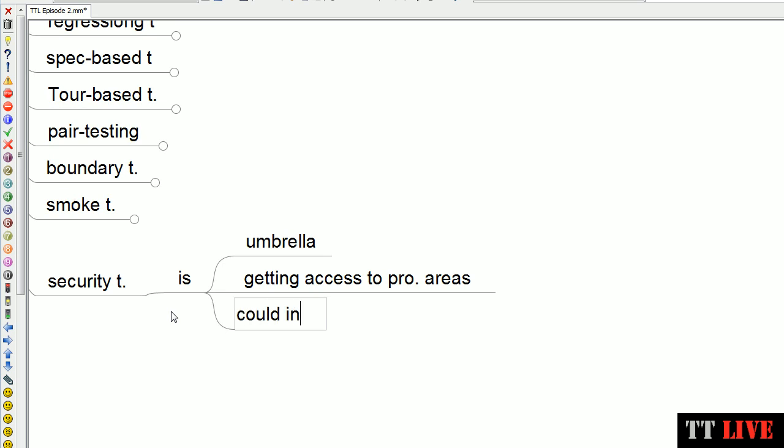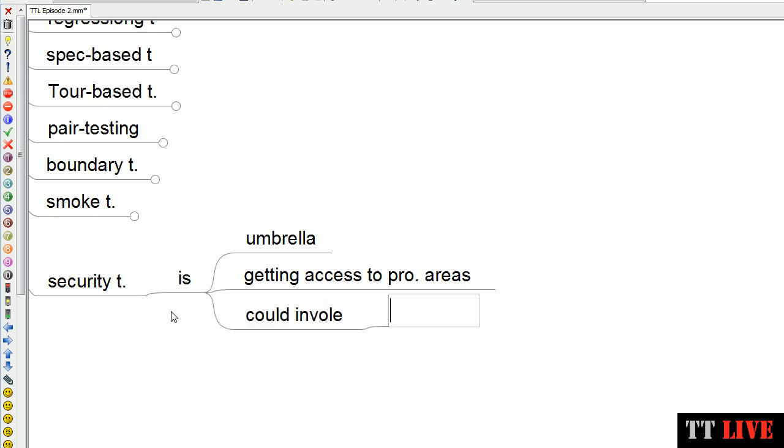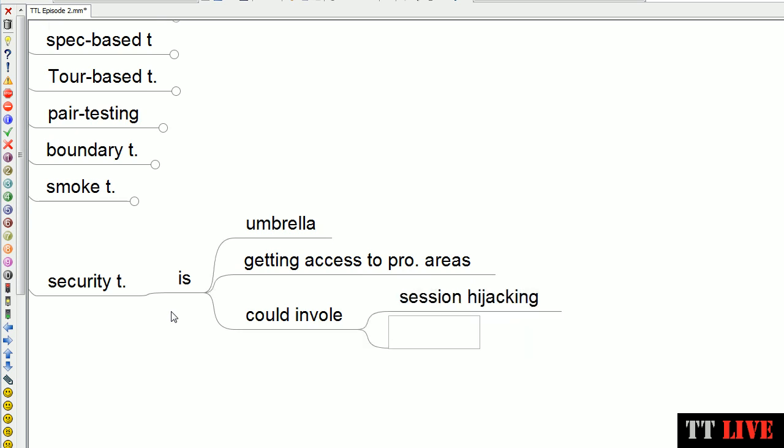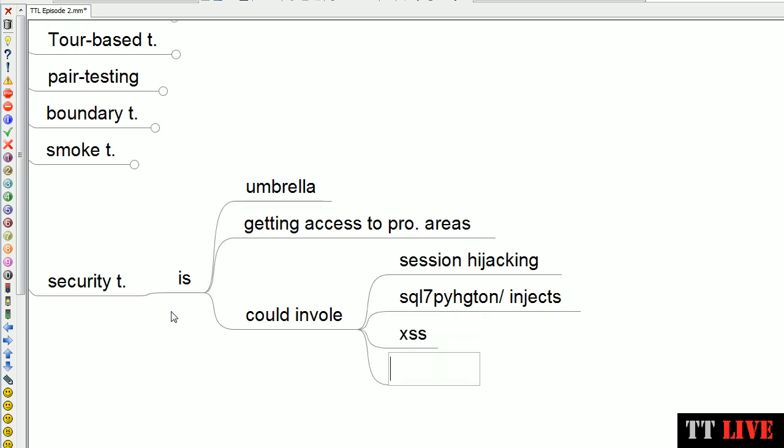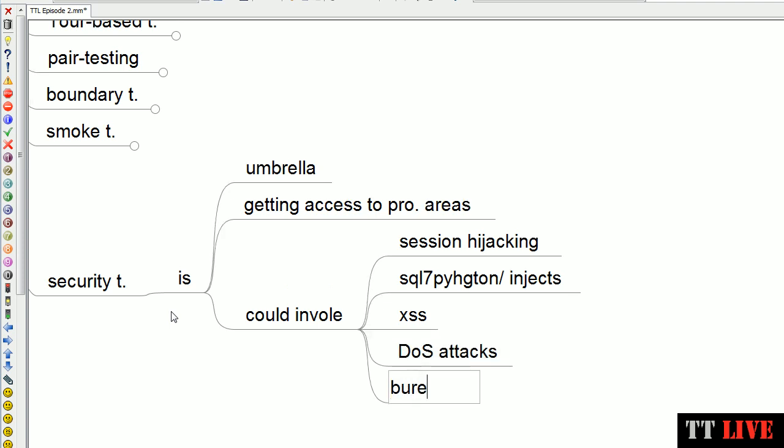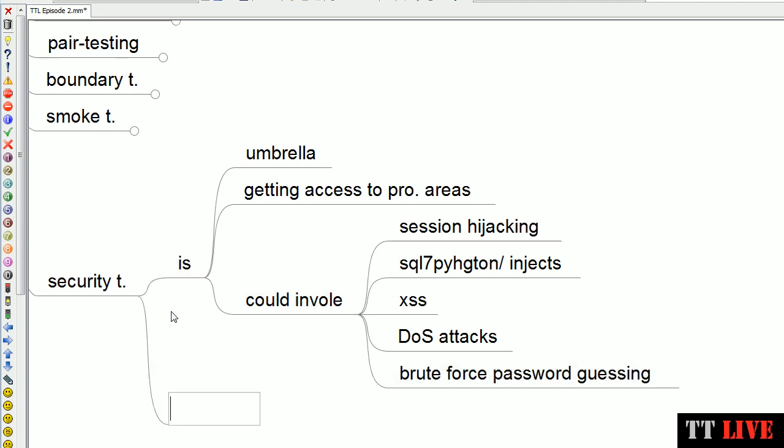it could involve a lot of things like session hijacking or SQL injects, or cross-site scripting, or denial of service attacks to make the product slower or whatever, or information theft, or something like that, or even brute force password guessing. All sorts of things, very much things to do.